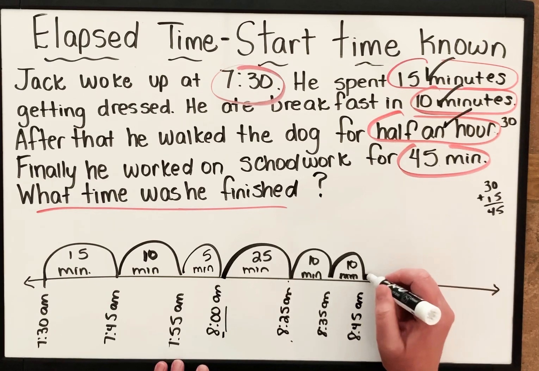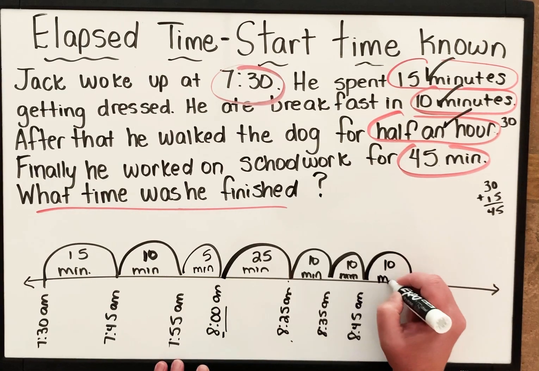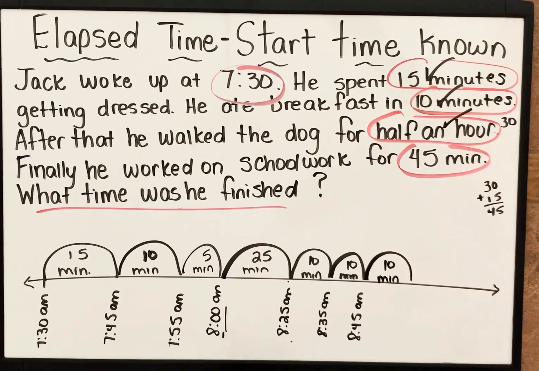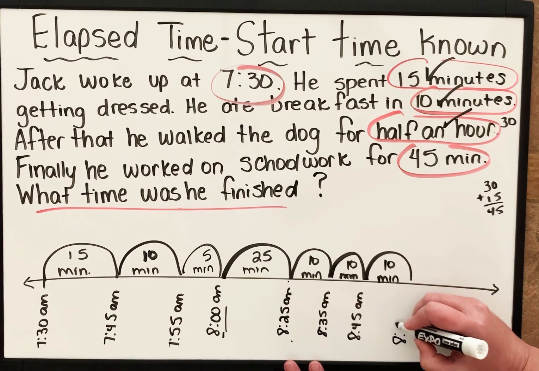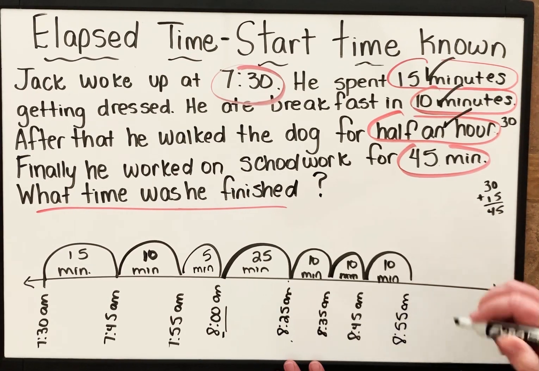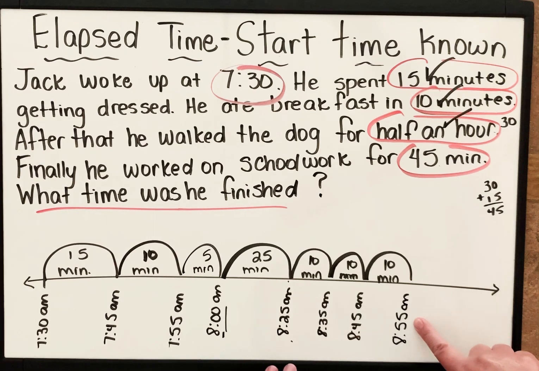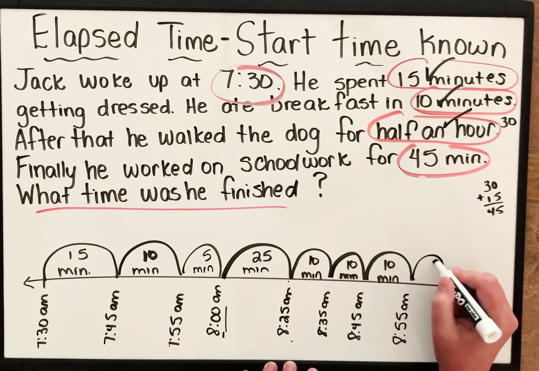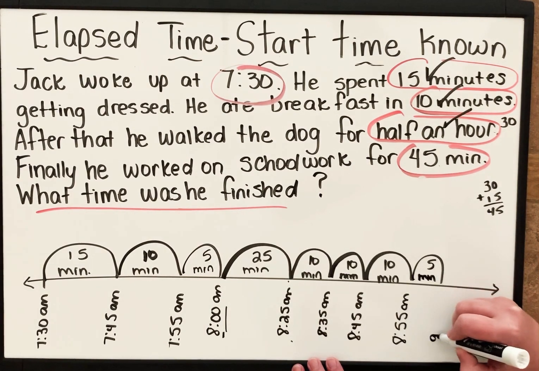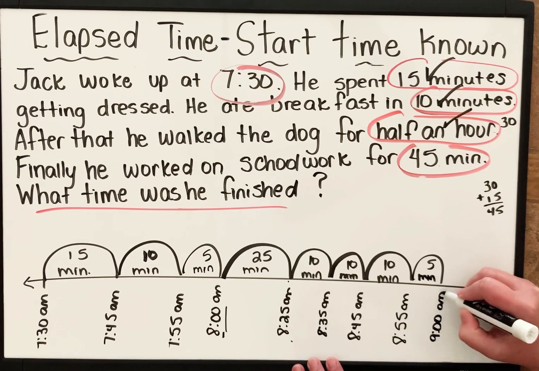I'm going to do another jump of 10, trying to do 45 total. If I do 10 minutes from 45, that's going to get me to 55. And again, I'm 5 minutes away now from 9 o'clock. So let's be very careful here. I'm trying to get to 45, and I'm looking at this 8:55, and I know that I'm 5 minutes away from being 9 o'clock. I'm going to go ahead and put my 5 minutes in there, and that's going to get me to 9 o'clock. Make your numbers work for you.